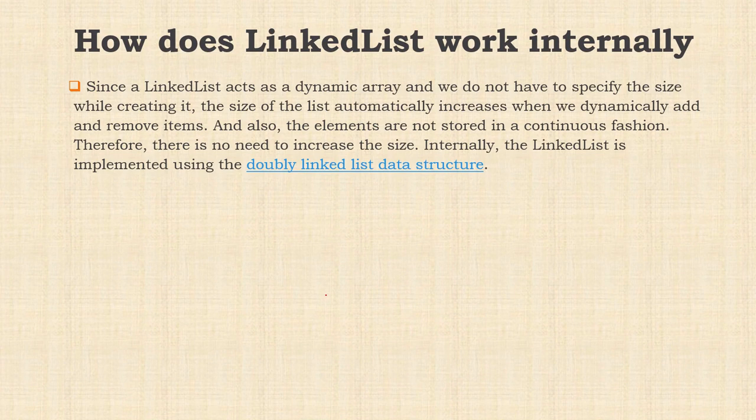Since a linked list acts as a dynamic array and we do not have to specify the size while creating it, the size of the list automatically increases when we dynamically add and remove items. So there is no fixed size. Once the size is full, then it will be increased dynamically.